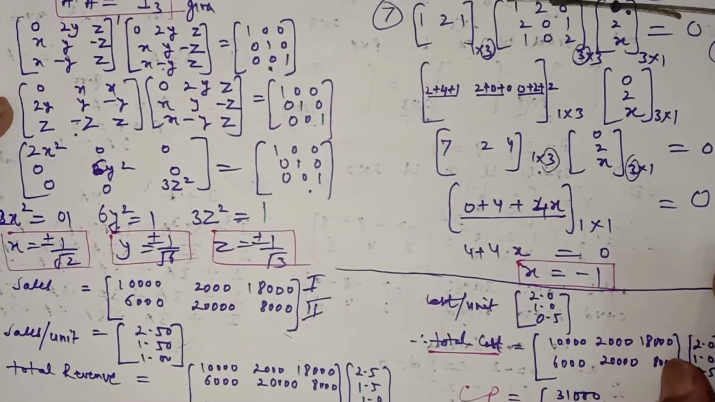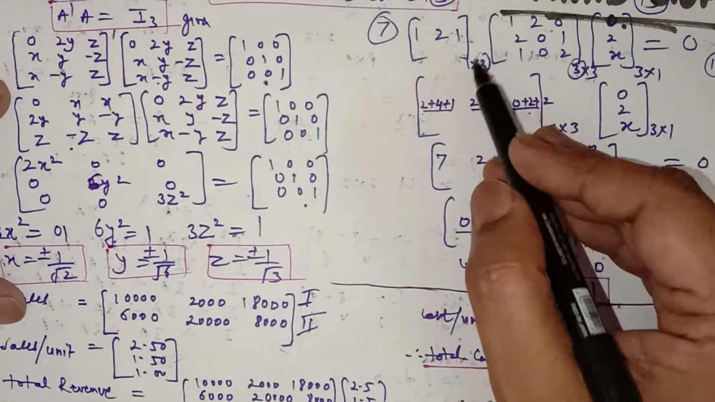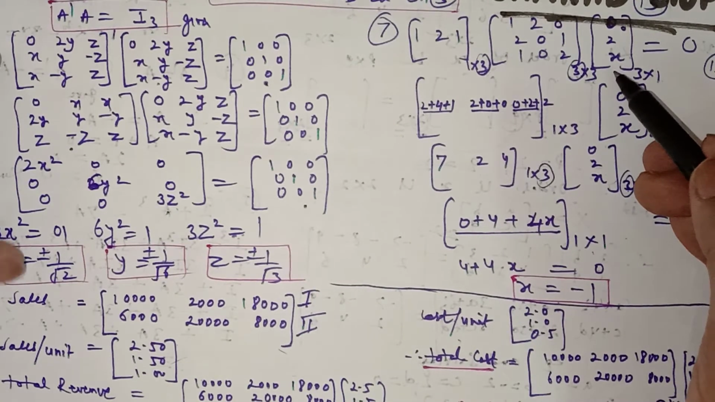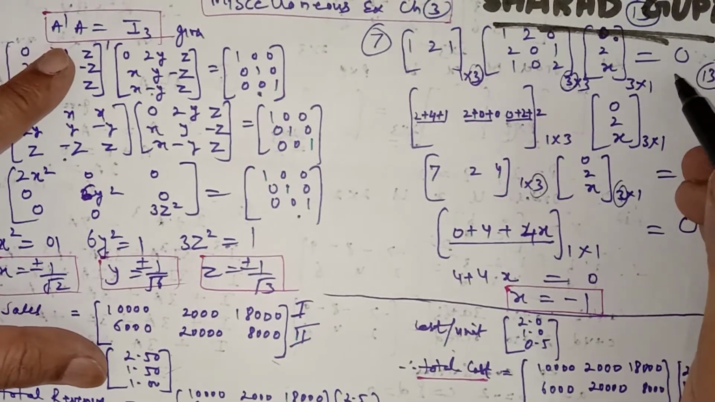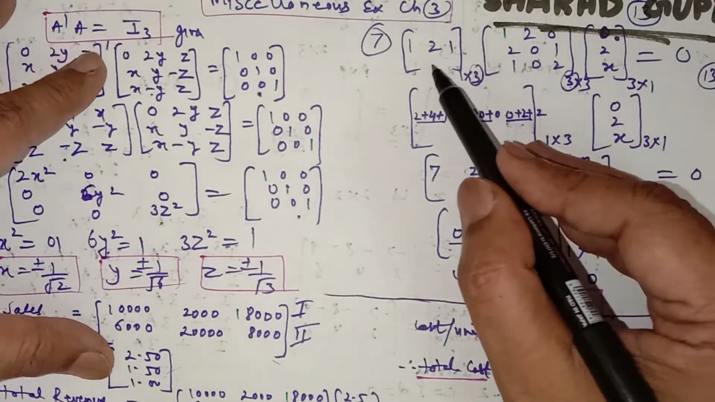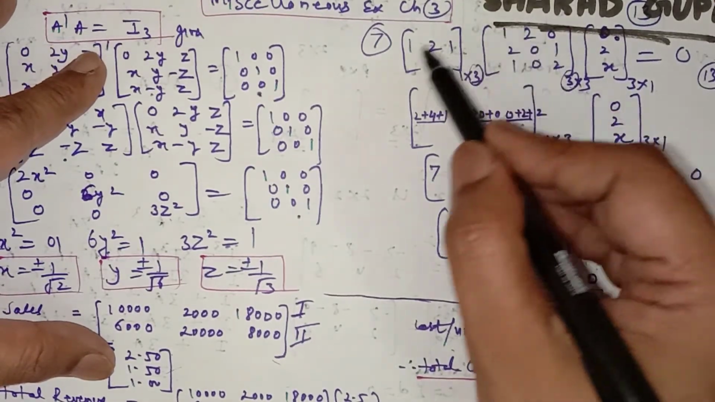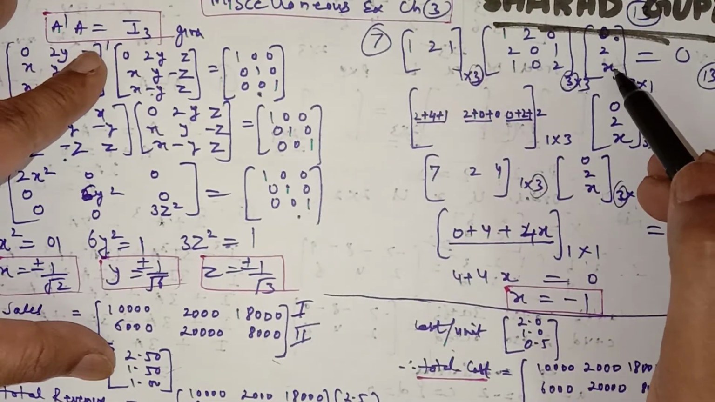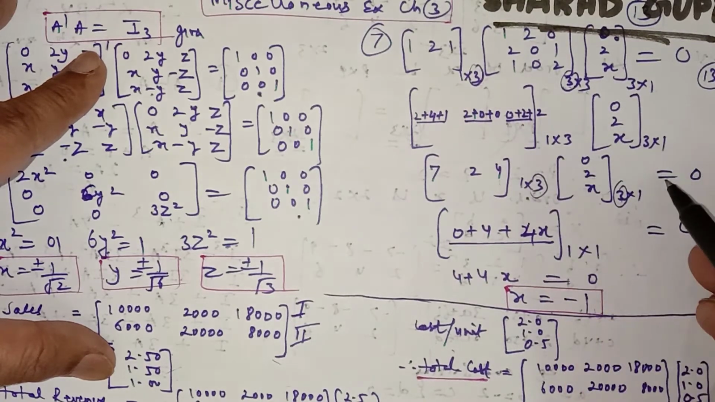Now in question number 7, the product of three matrices is given to be equal to 0, and you have to find the value of x. First of all, multiply these two matrices, and the product of these two you have to multiply with this matrix, and you'll get the value of x.